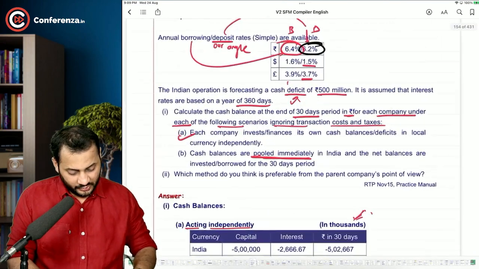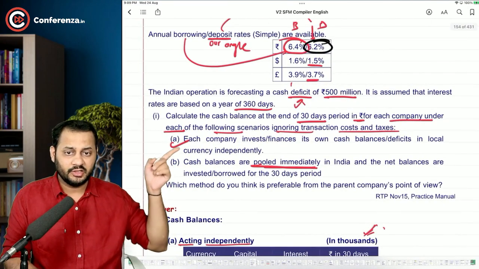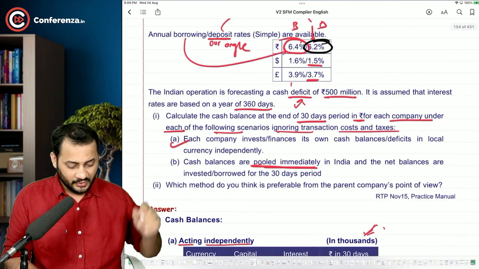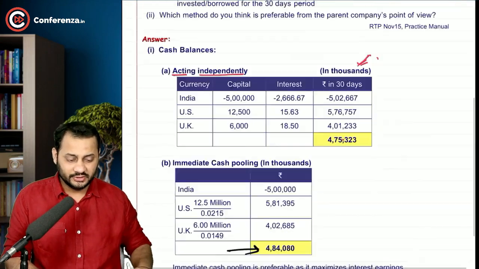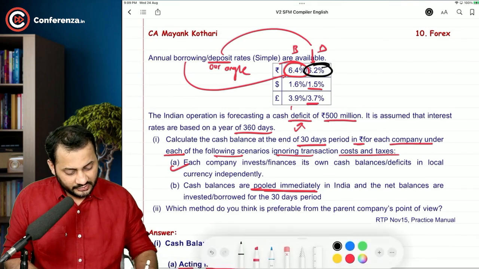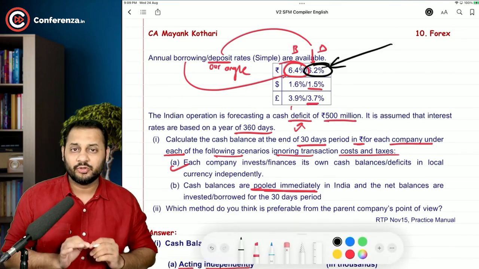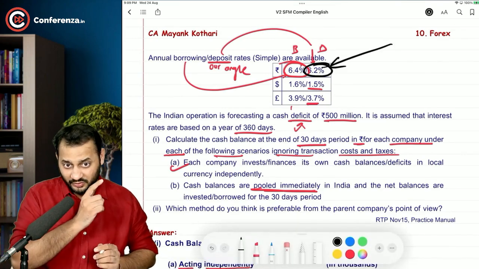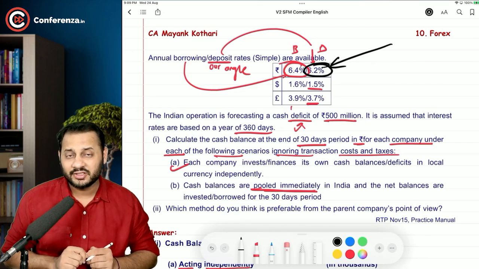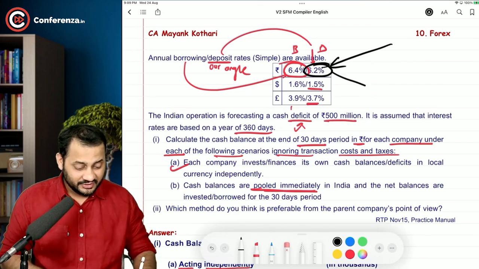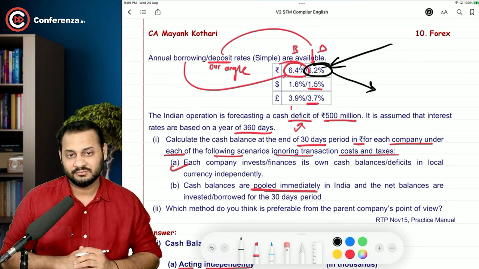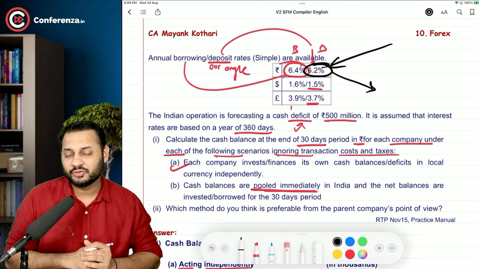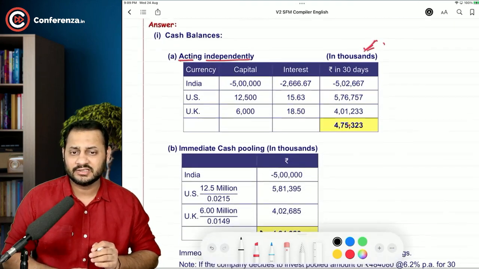See, you remember this, immediately pulling or investing independently. In the last part of this 484,080, we invested the entire rupees at a 6.2% rate. Do you remember that 6.2% rate? That's the interest rate which this question is asking you to calculate. And it's very simple, sir.